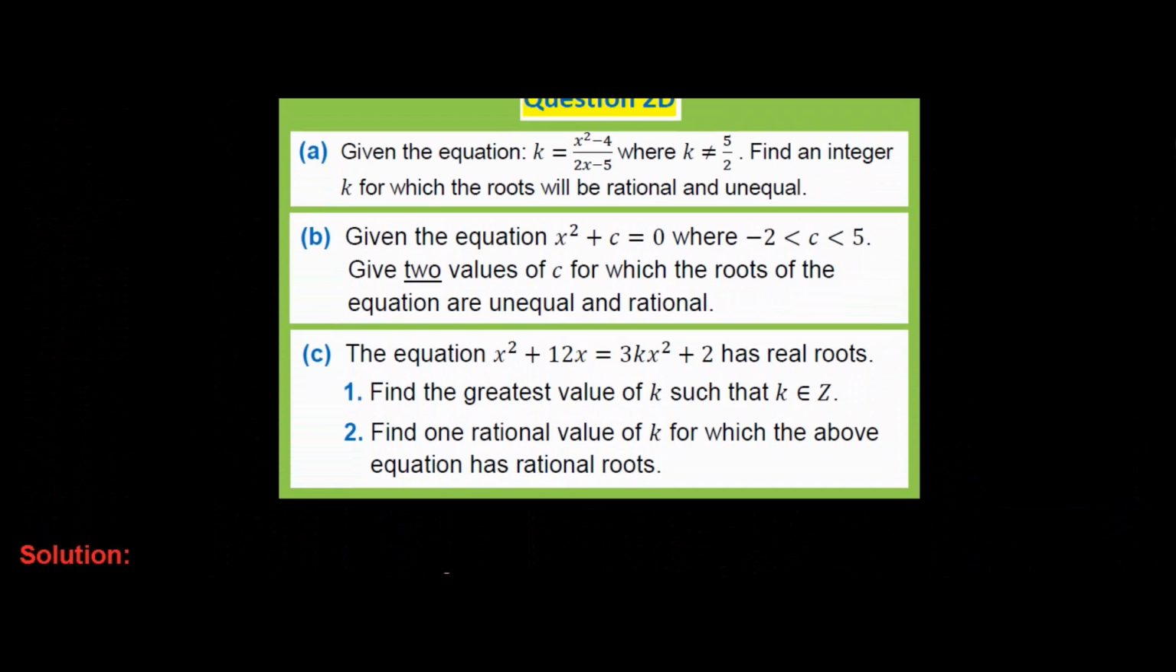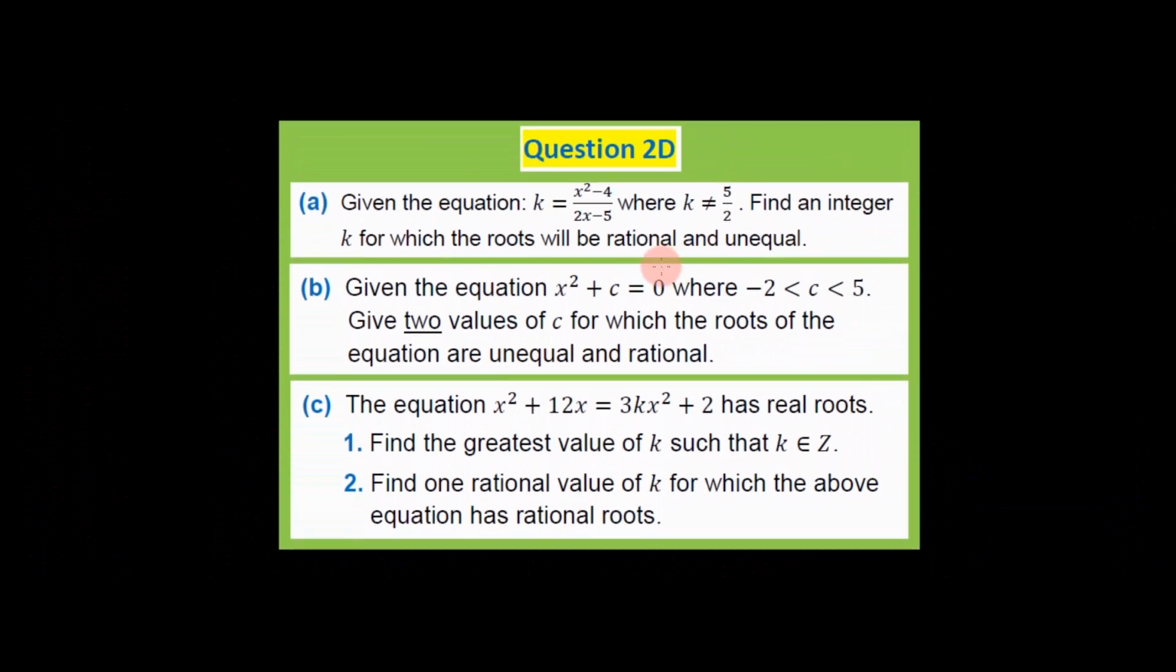Now we need to look at the second part of this question. We also want the roots to be rational. And it says, find an integer k for which the roots will be rational. Now, we know that for rational roots, delta must be a perfect square.